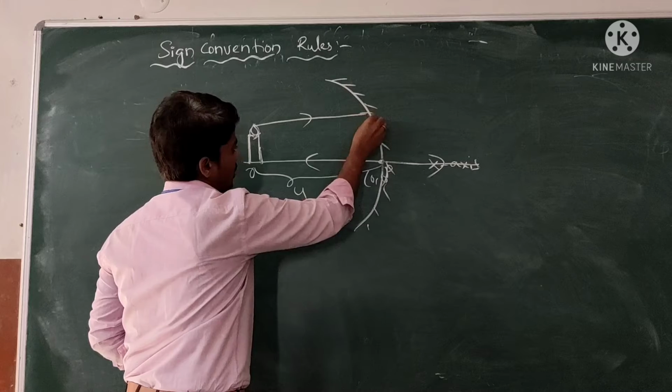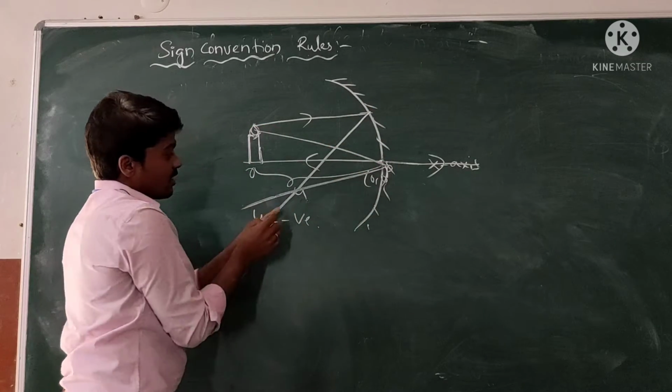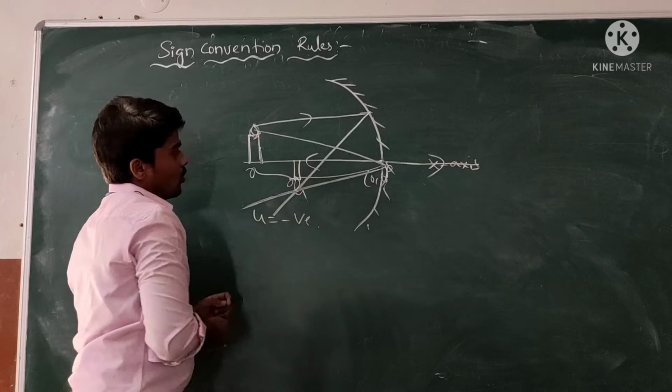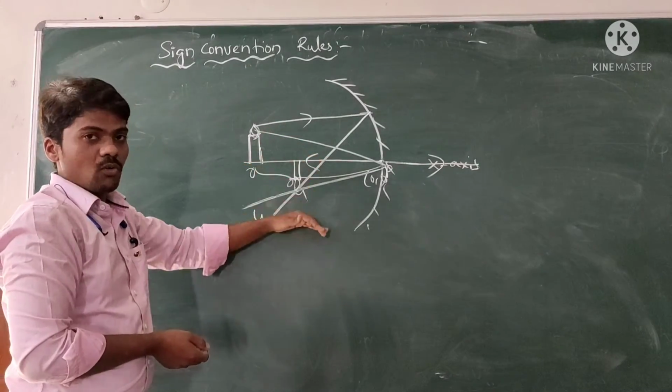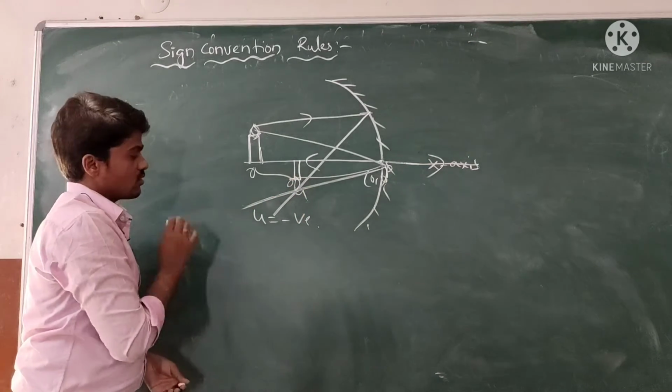This is the incident ray. Here is reflection and here also reflection. This is the image formation. Okay. The image formation is below the axis.